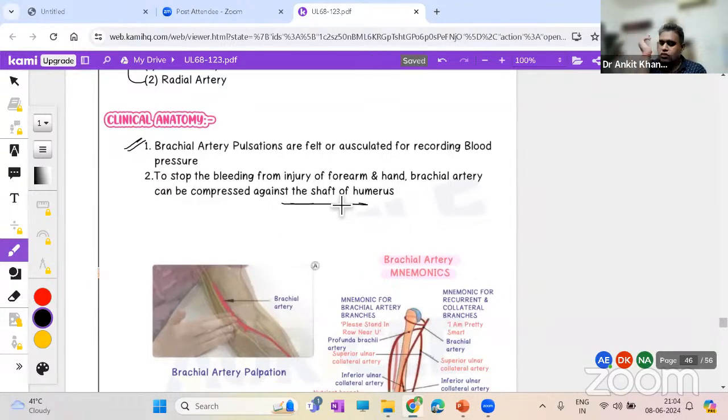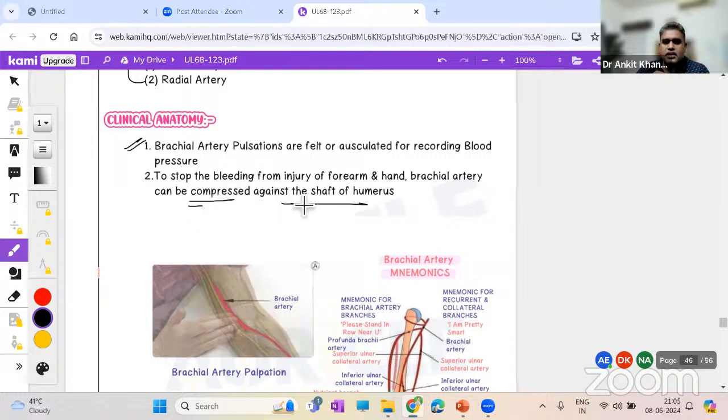Suppose there's a cut over here, in the forearm and hand, a deep injury, and bleeding is happening. You know it's an arterial bleed. How to identify an arterial bleed? The bleeding pressure is too much. The blood is coming out in spurts. So you know there's some artery injury in the forearm or hand. If you wait a few seconds or minutes, the patient will obviously collapse. He'll go into shock. What to do? You can do what?